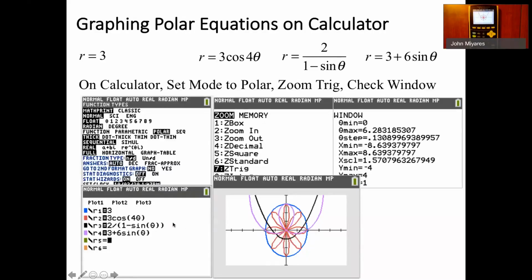I've entered my different equations in here. I can't enter the equation theta equals pi over 3 because I don't have that ability to do so here, but that's really not that big a deal. And again, the calculator will give us our four different graphs, which if I wanted to clean those up, all I would have to do would be to hit zoom square.